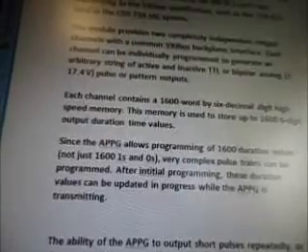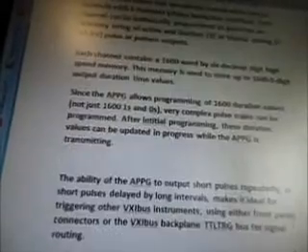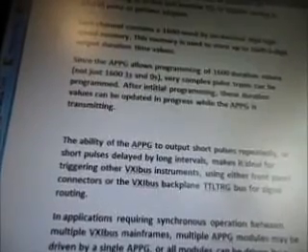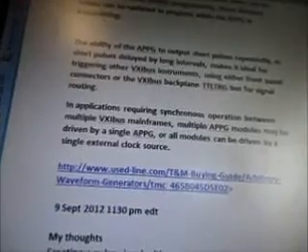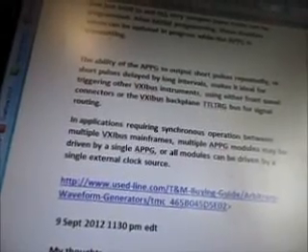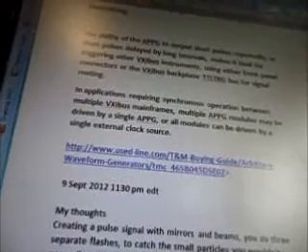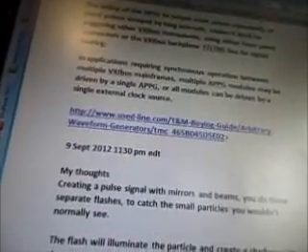Okay, so we have an idea of what it can do. It's got an inactive TTL or bipolar analog pulse, so it's got pulses to it. It's got high-speed memory. So the ability of the APPG to output short pulses repeatedly or short pulses delayed by long intervals make it ideal for triggering other VXI bus instruments using either front panel connectors. Okay, so that's usedline.com.